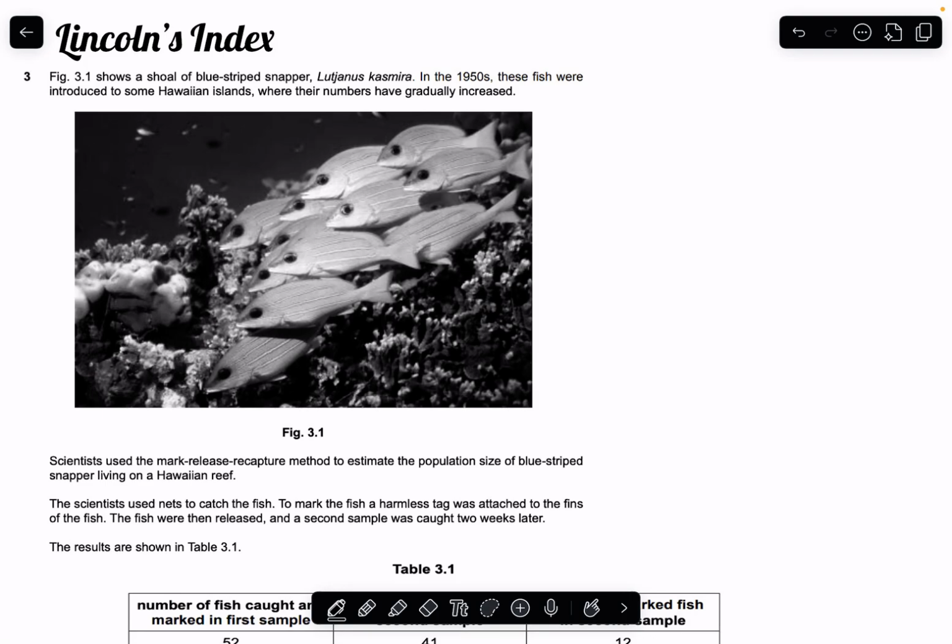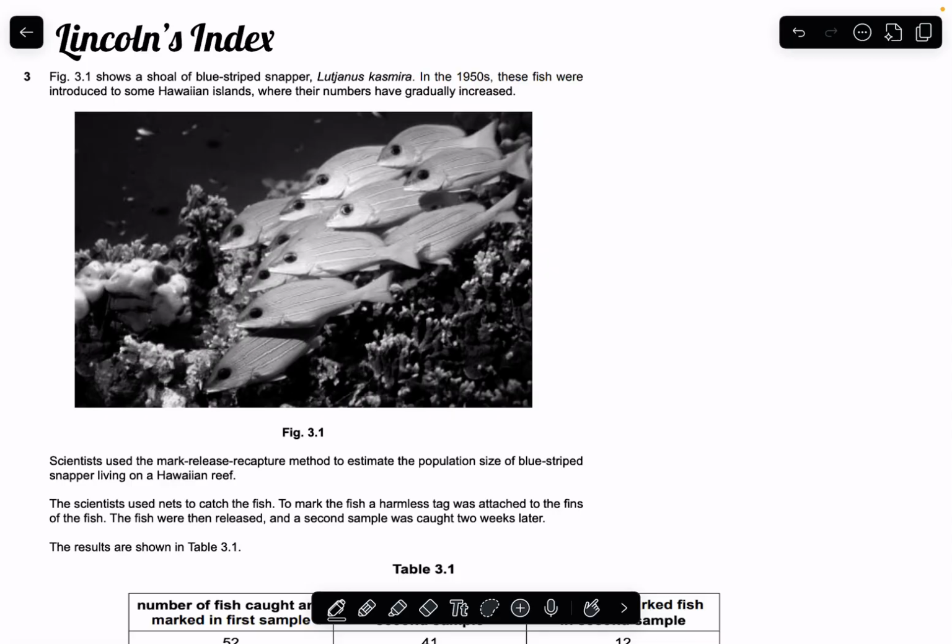So let's start with the easier question, which is going to be Lincoln's index. So Lincoln's index, they usually give you a background of what type of organism they're studying. In this one, it is the blue striped snapper. Now, scientists were using the mark release recapture method, which is Lincoln's index. What happens with mark release recapture, just a background before I get started, is we go to a site, we mark exactly when we went, how the tides were, what time of day, and we want to make sure that we record exactly the location.